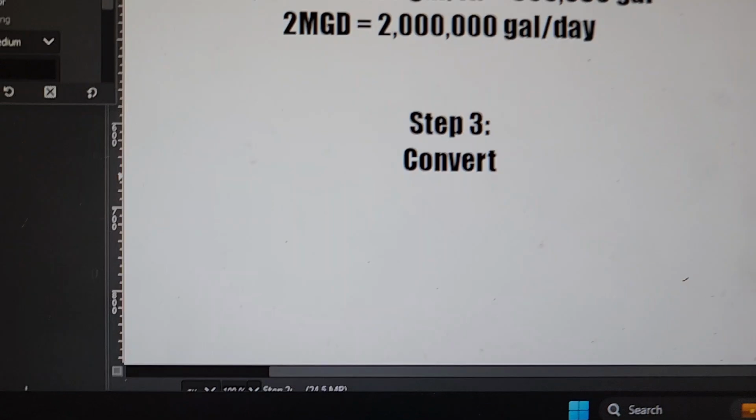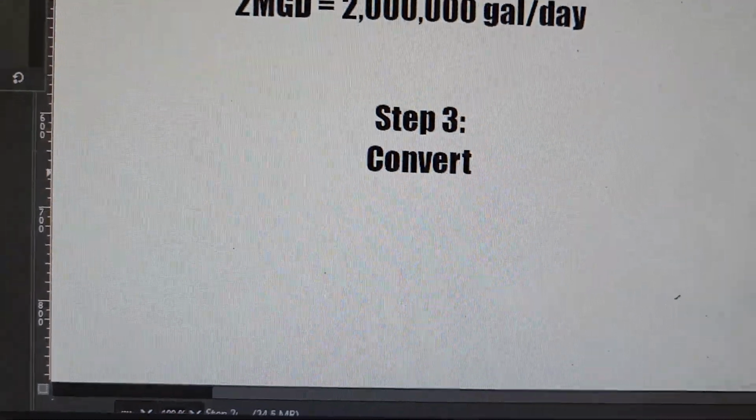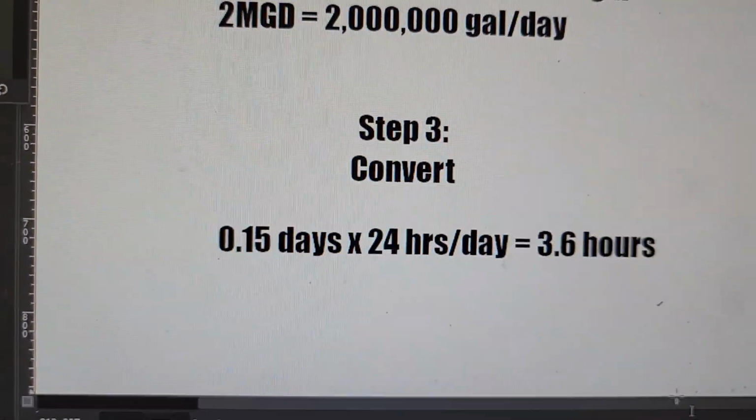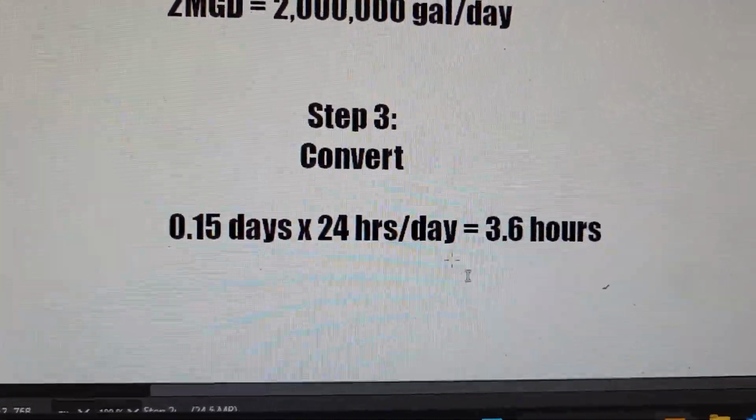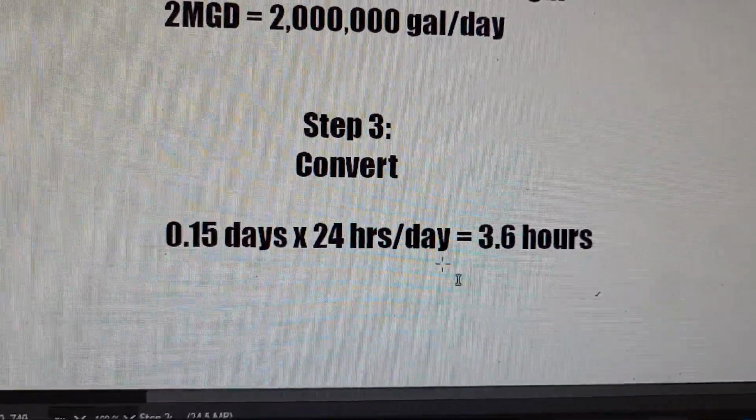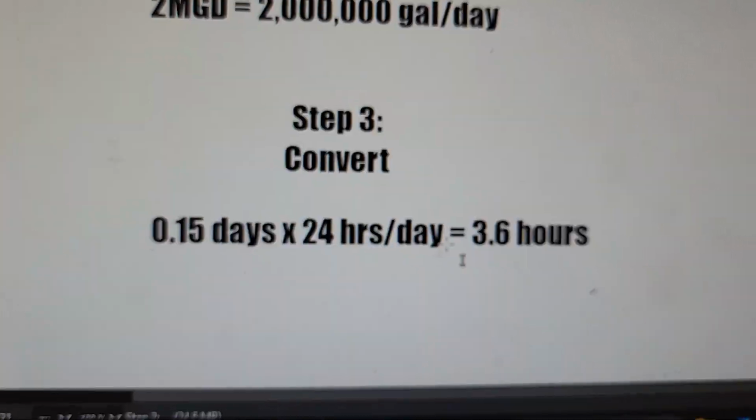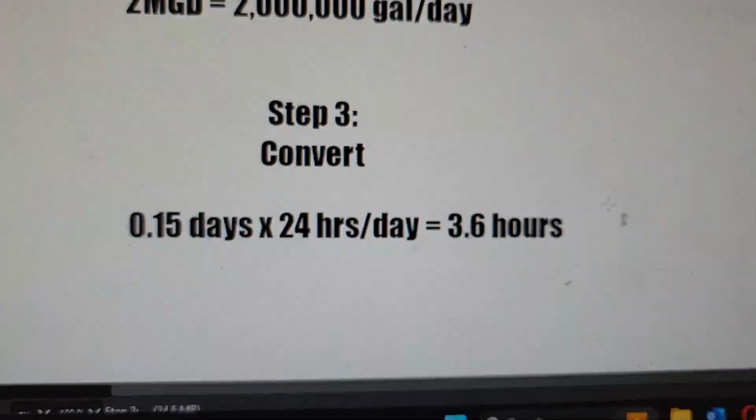But next, we're just converting. This is the same formulas, same stuff. Just multiplying our days by 24 hours per day, cancel out the days, leave ourselves with hours. We get about 3.6 hours.